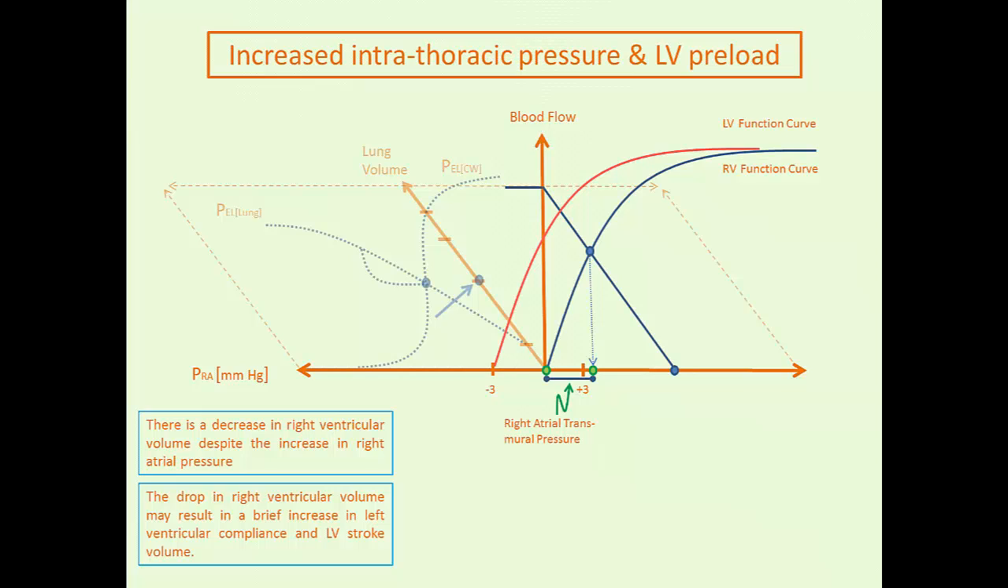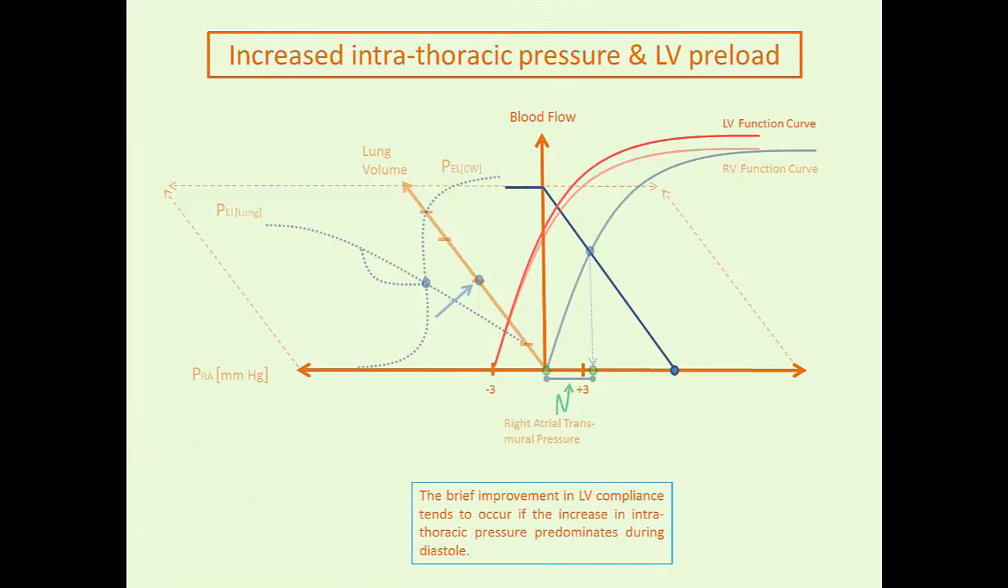The drop in right ventricular volume may result in a brief, probably one to two cardiac cycle improvement in left ventricular compliance. So your LV curve may shift up and to the left a bit, so there might be a small improvement in outflow at a lower pressure. And this brief improvement in LV compliance tends to occur if the increase in intrathoracic pressure predominates during diastole. And again, that was from ventricular interdependence effects.